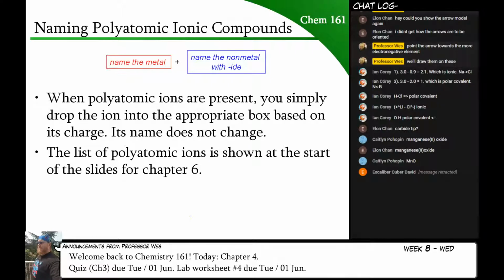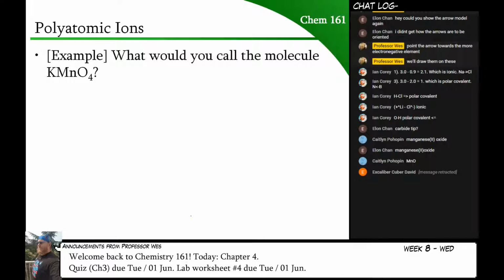It's fine. But you do need to have those available to be able to name polyatomic ionic compounds, because they're going to pop up on the quiz, they're going to pop up on the exam, and you'll need to know how to name them. So here's how we do that.